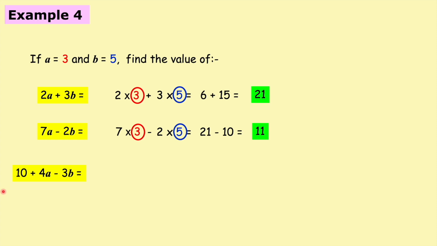And then again, getting progressively that little bit more challenging. We've got an extra term here, so now we've got 10, add 4 times a, subtract 3 times b. Let's swap out the a for 3 and the b for 5. So we've got 10, add 4 times 3, subtract 3 times 5. Using your BODMAS skills, you need to work out 4 times 3 first, and then 3 times 5. So we're going to have 10, add 12, subtract 15. Working from left to right, 10 add 12 is 22, subtract 15 is 7. Again, if you pause in the video and copy these down.